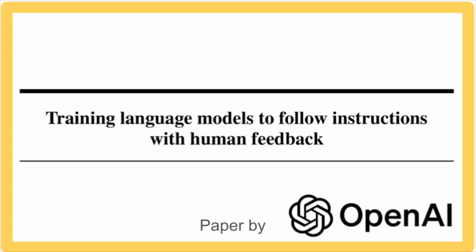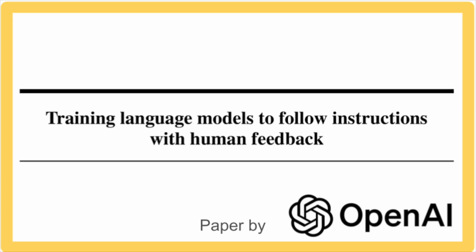These models are often trained on massive data sets of text, but they don't inherently understand the nuances of human intent. This can lead to outputs that are untruthful, biased, or simply unhelpful. The paper aims to address this by training models to follow instructions and align with human preferences. So how does this paper propose to align language models with human intent?